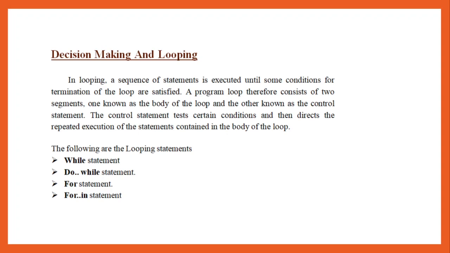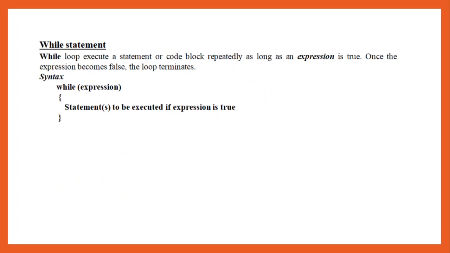The control statement tests certain conditions and then directs the repeated execution of statements contained in the body of the loop. For these looping statements, we use the while statement, do while, and for. This is about the while statement. While is an entry loop.